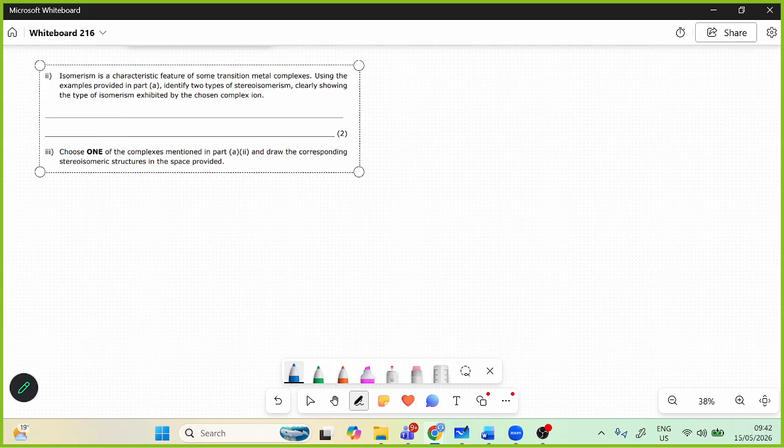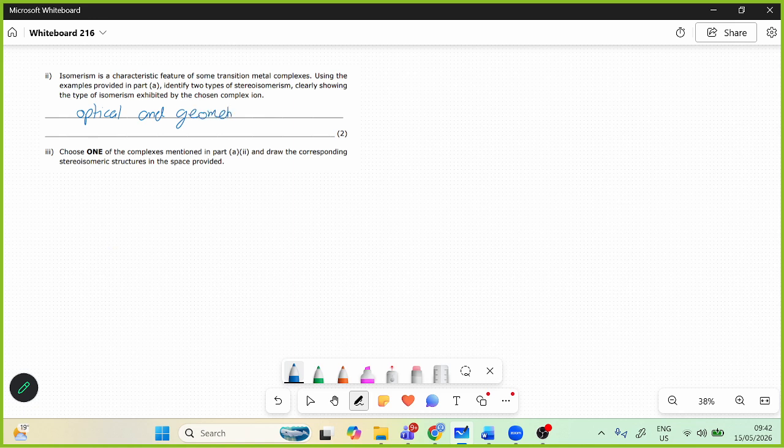Now, choose one of the complexes mentioned in part A and draw the corresponding isomer. So there are two isomers. You have optical and geometric. Okay, so you have optical and geometric, and those are super duper important.